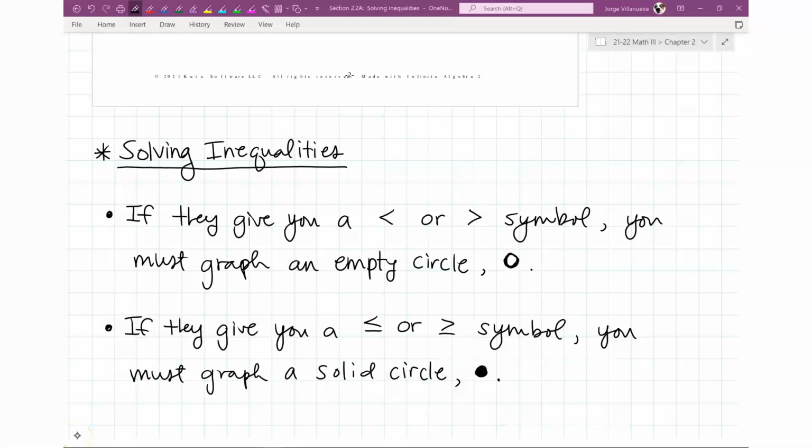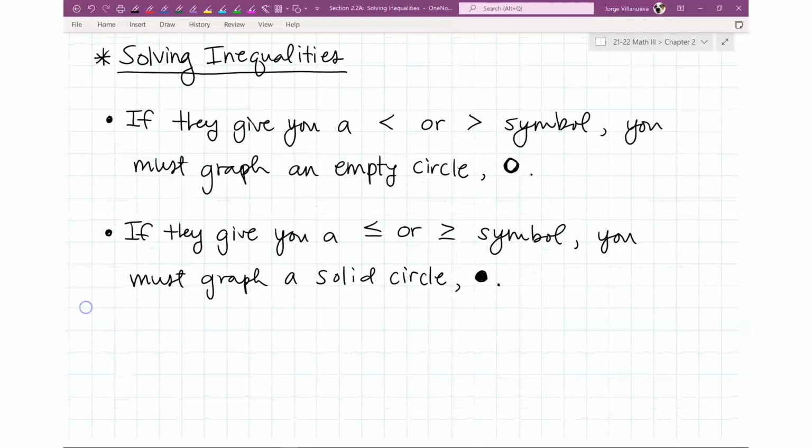All right, so again, solving inequalities, if they give you a less than or greater than symbol in the inequality that they want you to solve, you're going to use an empty circle when you graph it. If they give you a less than or equal to or greater than or equal to symbol, you're going to have to use a solid circle when you graph it. Okay? Now, just a little hint. I'm going to put this in a little different color here, a hint.